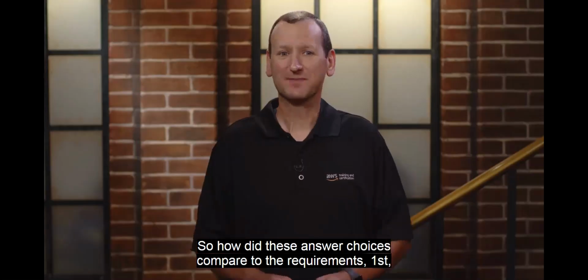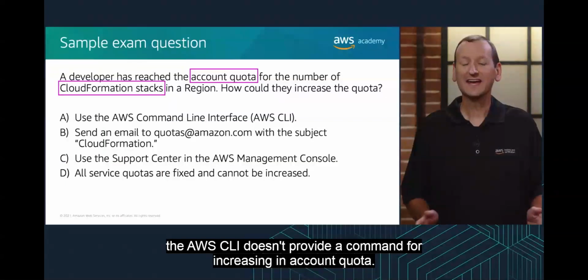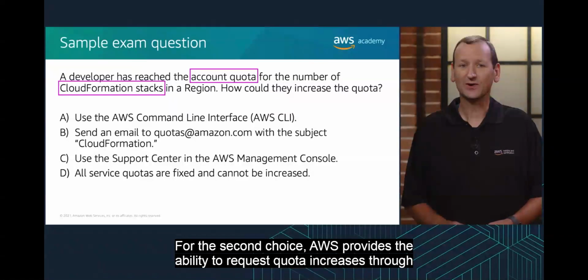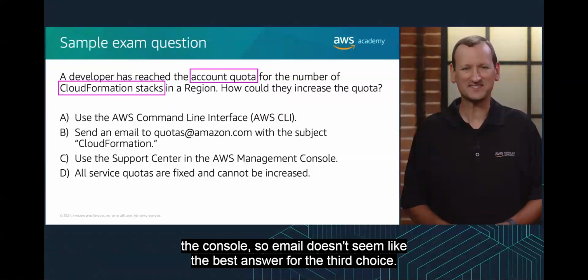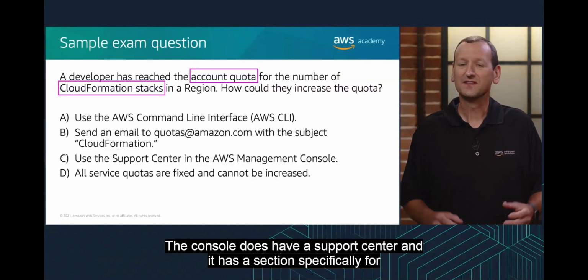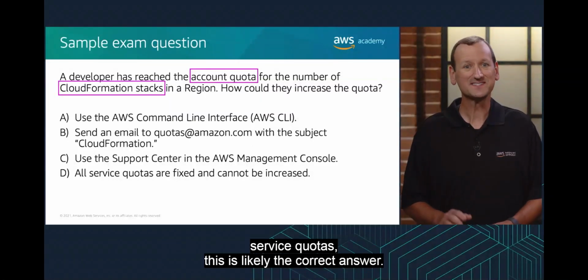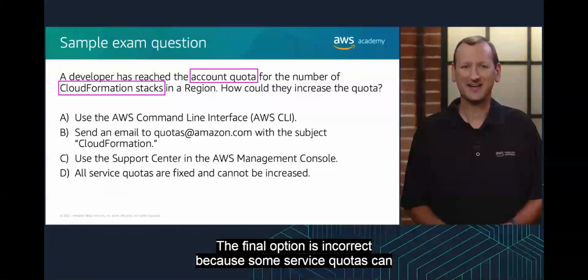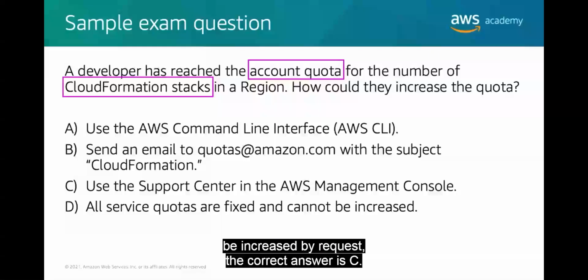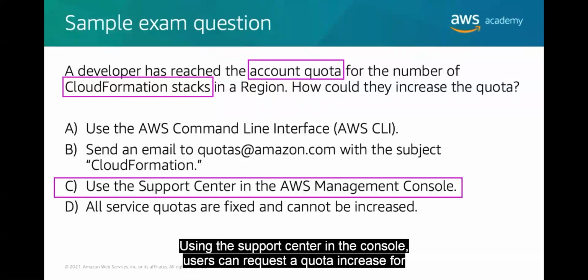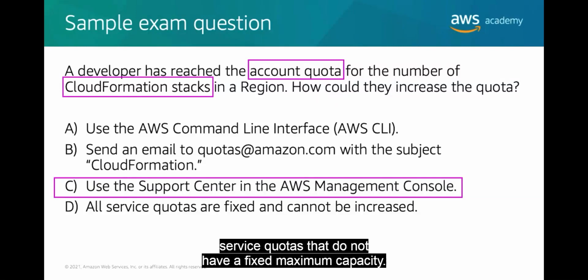So how do these answer choices compare to the requirements? First, the AWS CLI doesn't provide a command for increasing an account quota. For the second choice, AWS provides the ability to request quota increases through the console, so email doesn't seem like the best answer. For the third choice, the console does have a support center and it has a section specifically for service quotas. This is likely the correct answer. The final option is incorrect because some service quotas can be increased by request. The correct answer is C. Using the support center in the console, users can request a quota increase for service quotas that do not have a fixed maximum capacity.